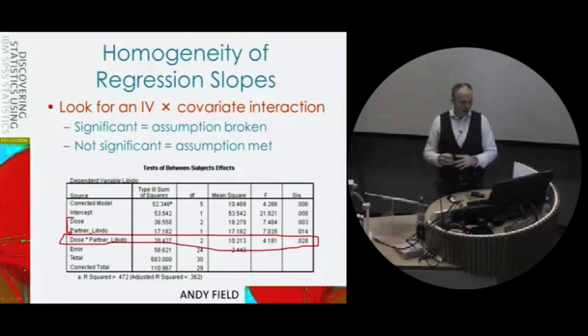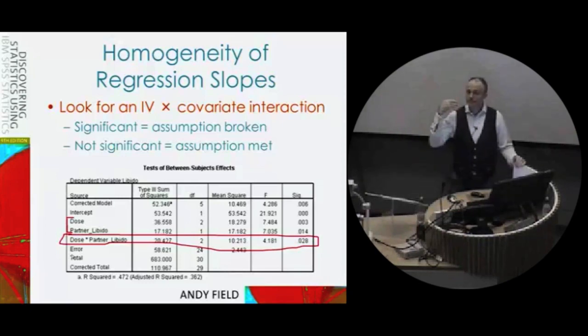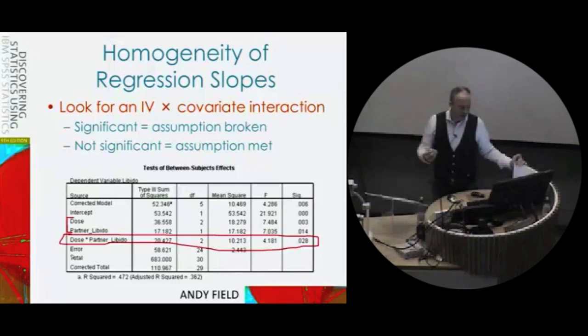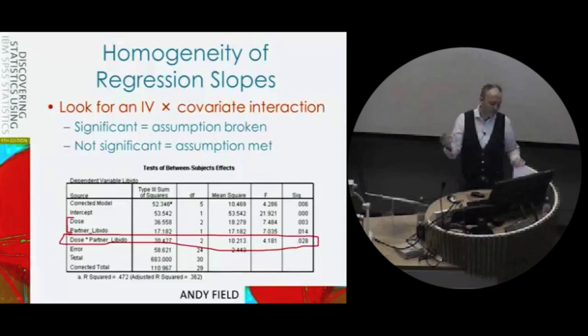All you're looking for here is that the relationship between the covariate and the outcome is the same across your experimental groups. And that interaction is testing whether that is true. If it's significantly different, it means there's a significant difference in the relationship between the covariate and outcome across your three groups.